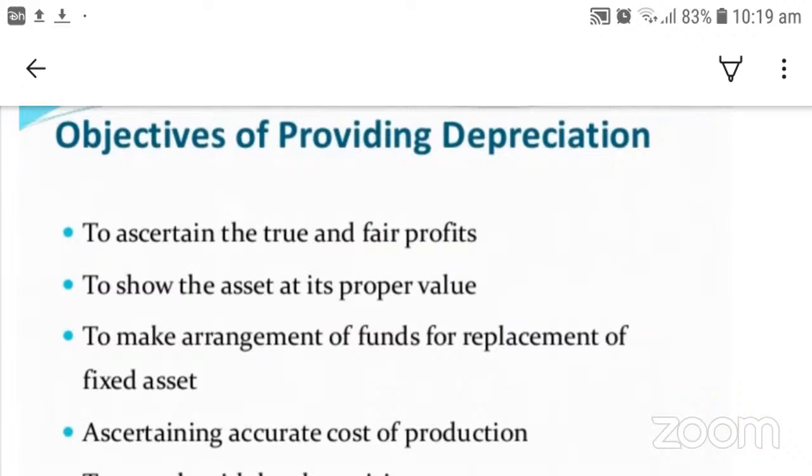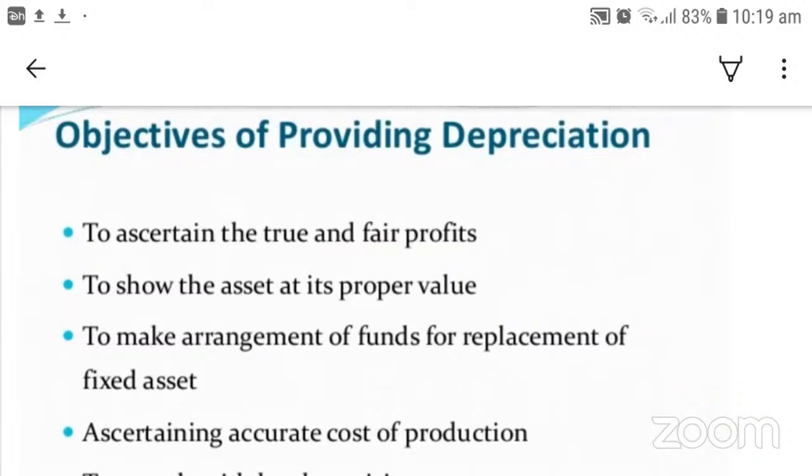To make arrangement of funds for replacement of fixed assets, for purchasing assets, we will provide depreciation every year. With that amount we can purchase a new machine further. For replacement of fixed assets we will provide depreciation. At the asset purchasing time we can use that amount to purchase the fixed assets.